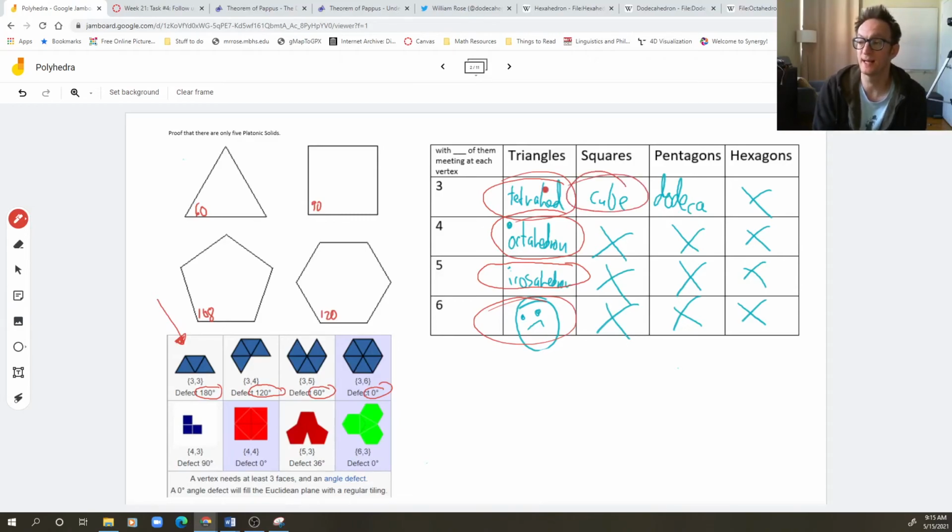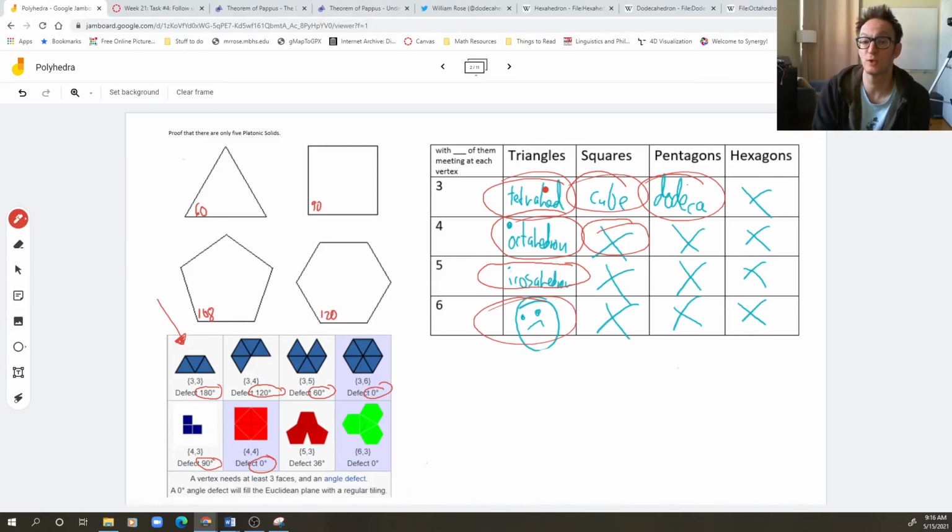If you give me squares, you can put 3 of them together and you have a defect of 90. But if you try to put 4 of them together, then you have, once again, a defect of 0, so you can just barely do it, but you can't fold. Finally, here I didn't even try to draw it because I thought my picture was going to be so bad, but this picture is beautiful.